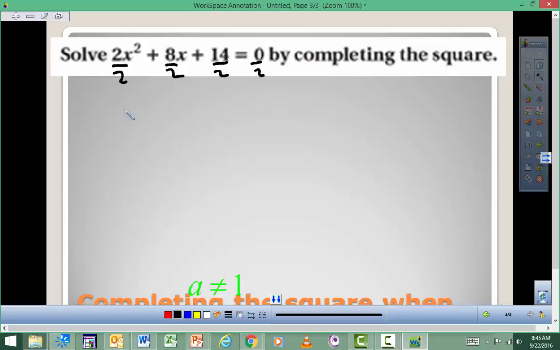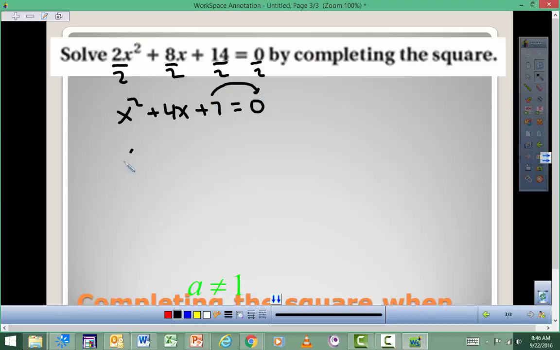And so now this simplifies to x squared plus 4x plus 7 equals 0, because 0 divided by 2 is still 0. Once you get rid of that number, the problem is identical to the one we just did. So I'll just go through the steps here real quickly. What you want to do first of all is move the 7 over there.